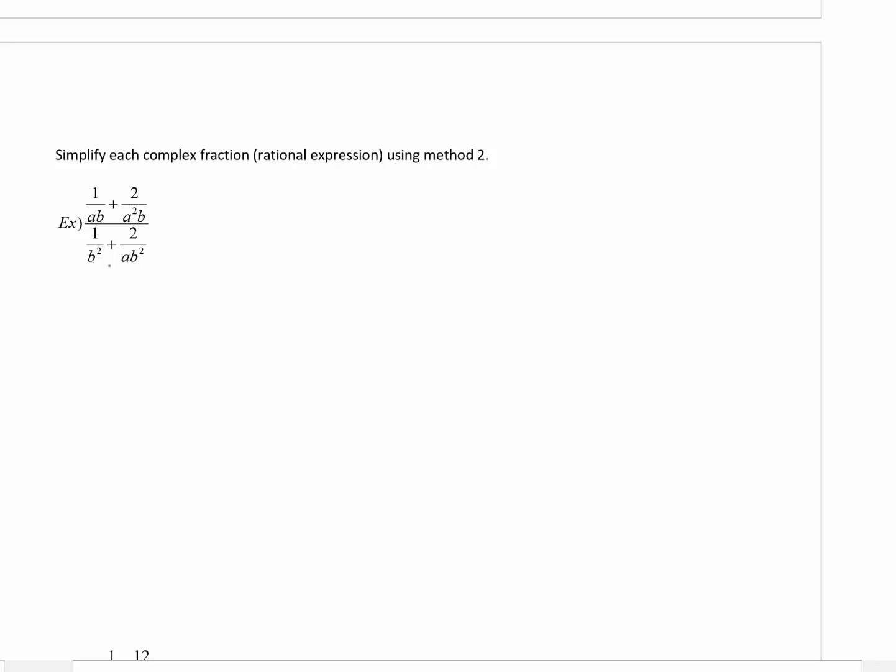So now take a look at all 4 denominators here. We need to determine what the LCD is going to be. Well, looking at the a's, that looks like it's a squared because of the a squared here. For the b, the highest exponential power is 2, so that's b squared. So now I'm going to multiply every single term by the LCD.